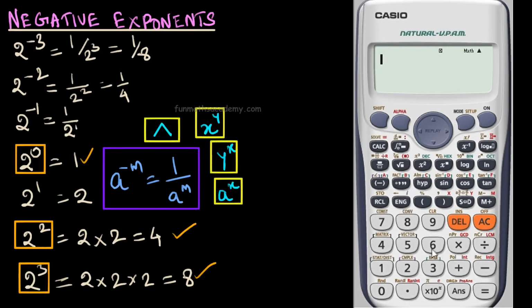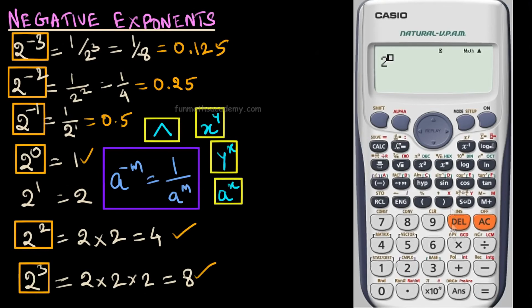Okay, now let us see how to find for negative integers. When you press 2 and the x to the power minus 1 button, you will get the answer 1 by 2. In case you want it in decimal form, then press the S-D button, which will convert decimals to fractions and fractions to decimals. You will see that you get the answer as 0.5. You will see that you get 2 power minus 2 as 0.25 and 2 power minus 3 as 0.125.